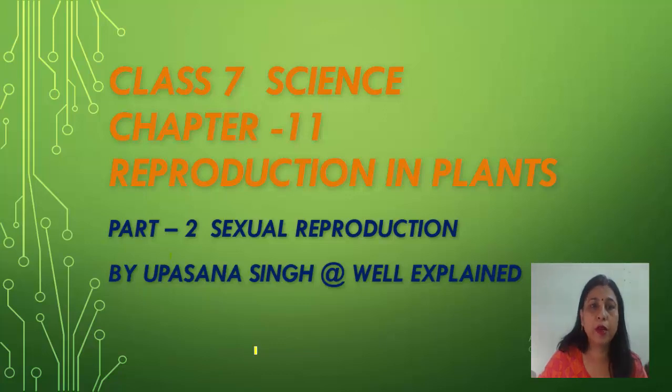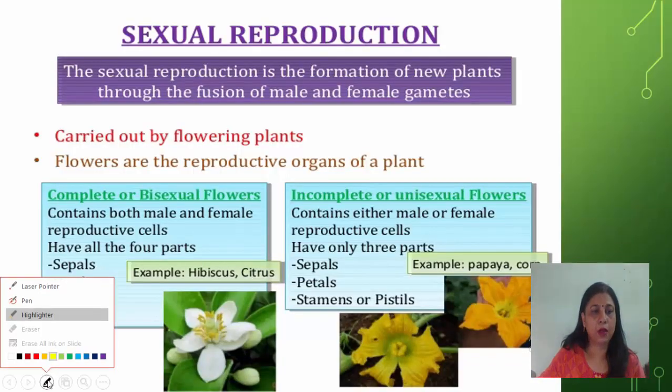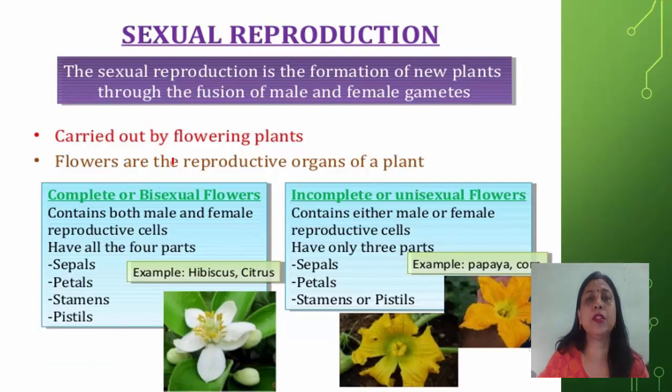I am again here with the remaining part, the concluding part of Chapter 11, Class 7 Science, Reproduction in Plants. So students, today we are going to discuss sexual reproduction in plants. Now students, sexual reproduction in plants is the formation of new plants through the fusion of male and female gametes.